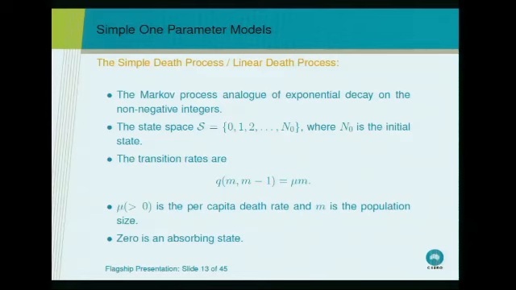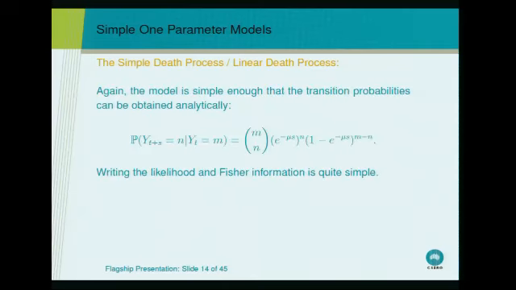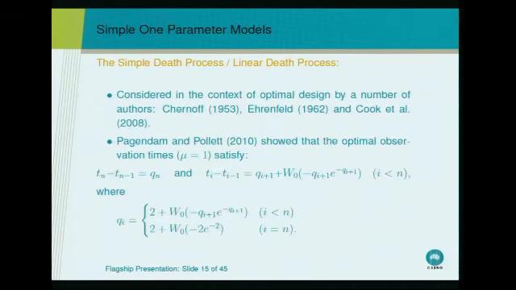But we also have a more interesting feature, which is we now have an absorbing state at 0. So we're losing individuals with time, and once the population is extinct, there's no more information to be gathered. Now again, we can write out the transition probabilities of this process, and we can get the Fisher information matrix.